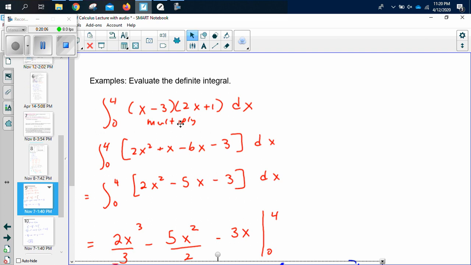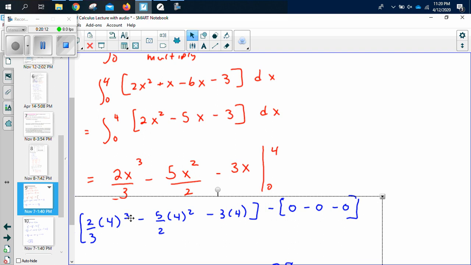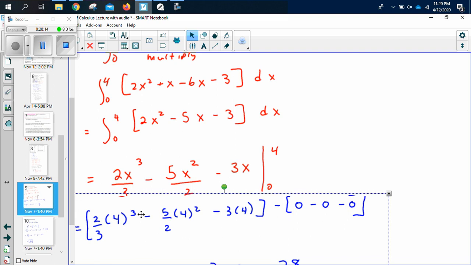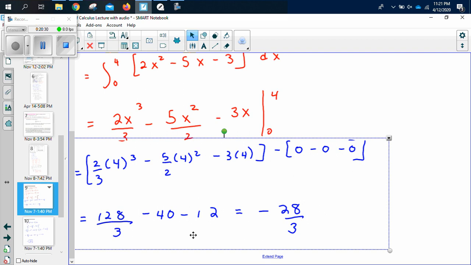If you have it in this form, you want to go ahead and multiply it out and collect your like terms, and then you'll be ready to integrate. So we use the power rule in reverse. We add 1 to the exponent, we divide by the new exponent, and then I substitute in the 4 and I substitute in the 0, and I simplify and I get negative 28 over 3.